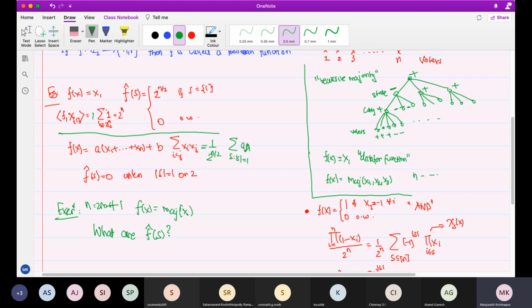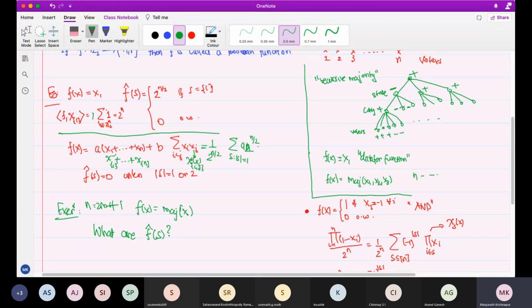a times 2 to the n by 2 into, right? I mean, x1 is just the chi s with s equal to singleton 1. So these are the chi 1. You have expanded it in terms of chi 1 plus up to chi n. And here these are chi ij's. So you have expanded your function in terms of the singleton chi's and the doubleton chi's.